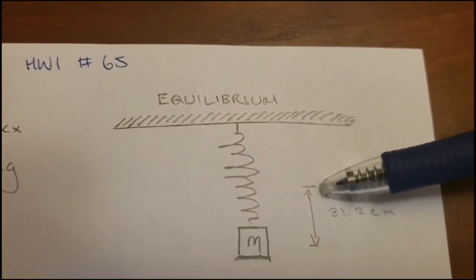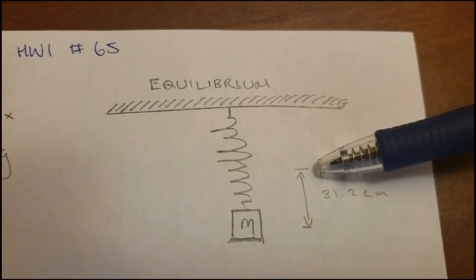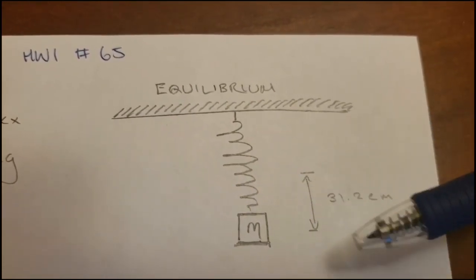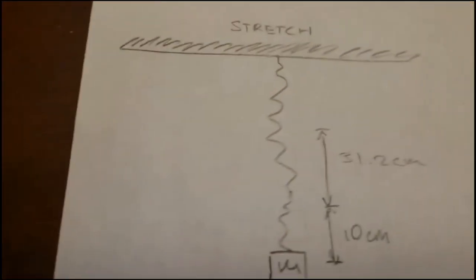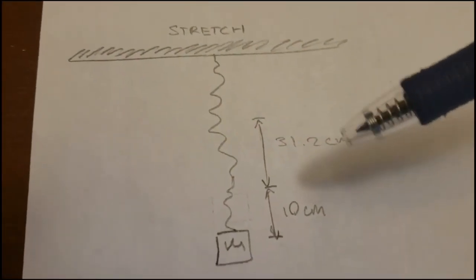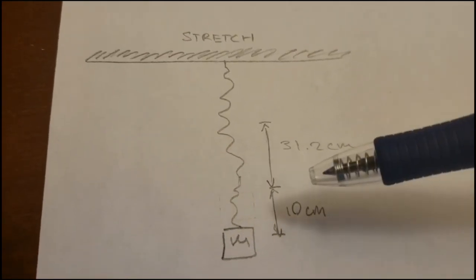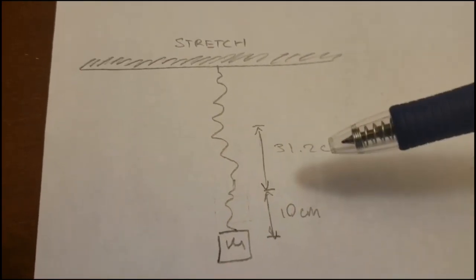So basically, at this top end of the dimension line, this is where the spring originally was. And then once we hung the 200 gram mass from it, the spring stretched down 31.2 centimeters. And then after that, we stretched the spring down manually even further by 10 centimeters and then let it go. So the mass is going to bob up and down until it goes back to equilibrium and then settle.